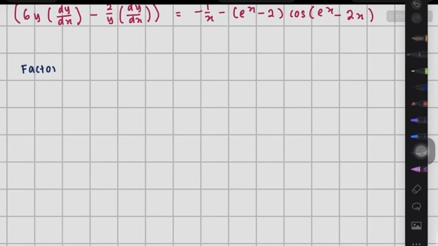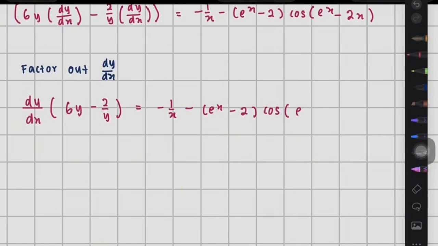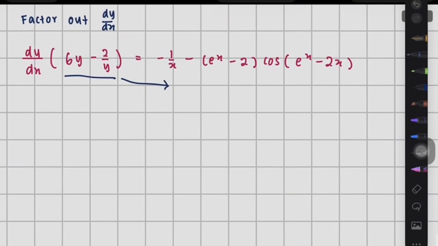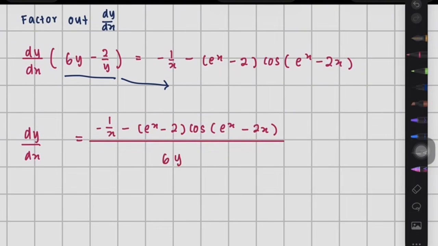So it will become like this. We will factor out dy dx. So we put dy dx at the front. dy dx in bracket 6y minus 2y equals negative 1 over x minus e to the power of x minus 2 cos e to the power of x minus 2x. And then we bring this to the right. So dy over dx equals negative 1 over x minus e to the power of x minus 2 cos e to the power of x minus 2x over 6y minus 2 over y.